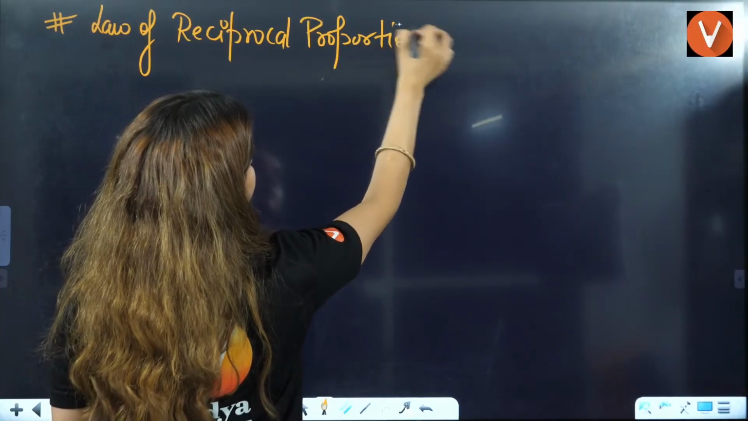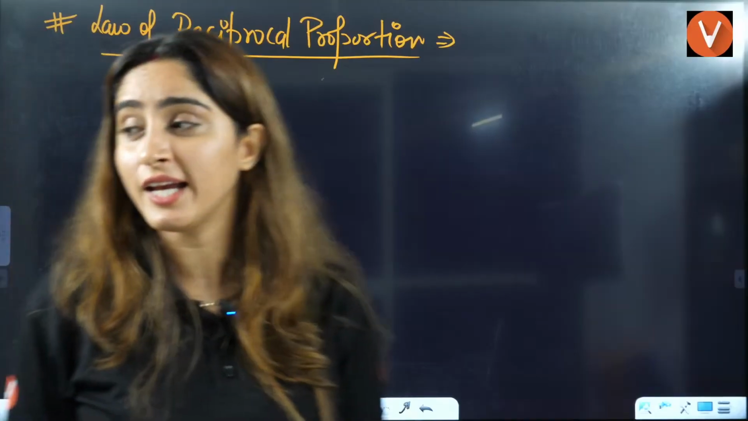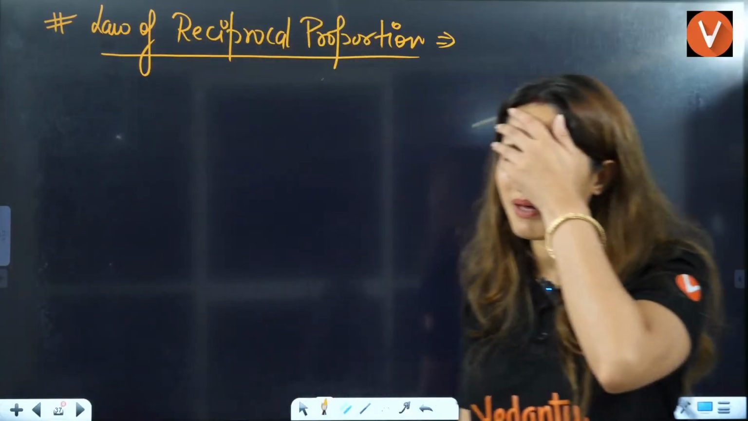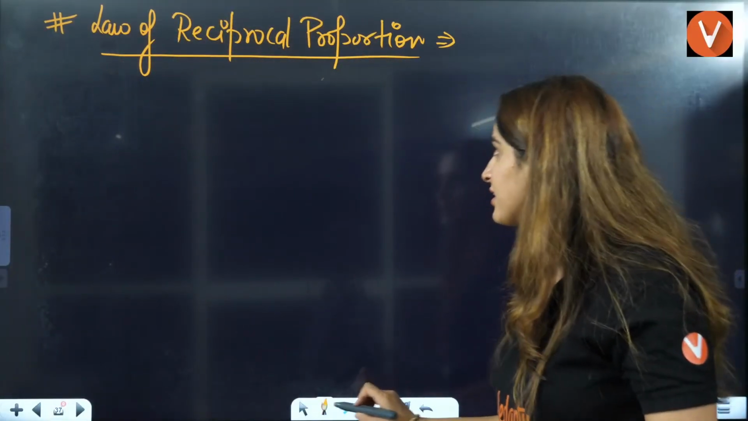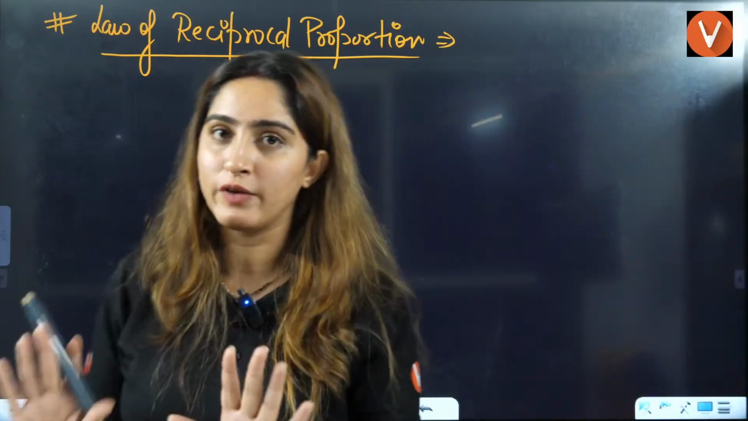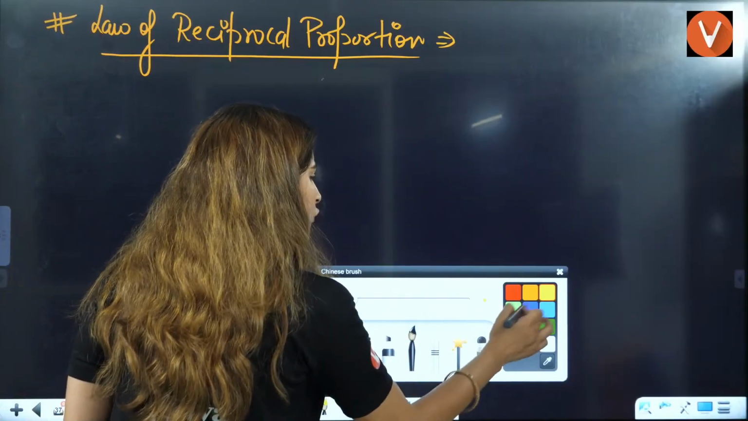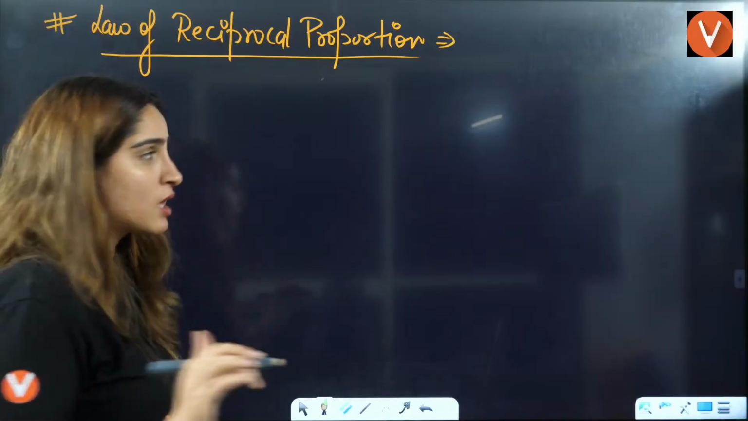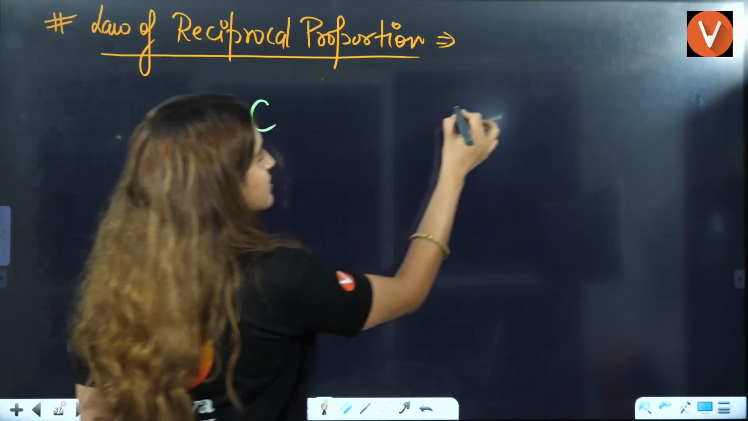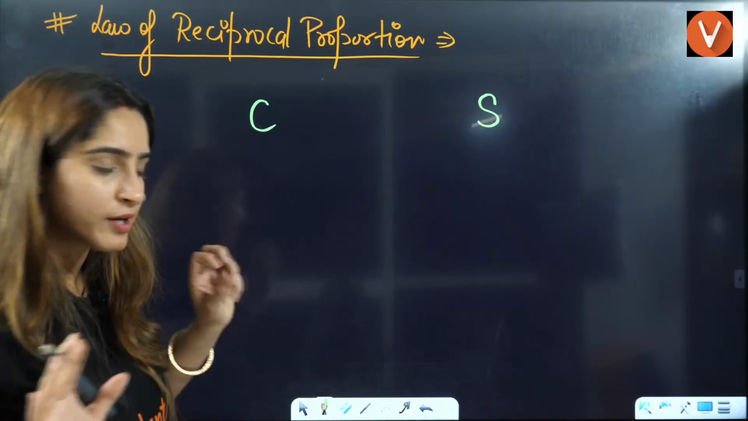Now, if you just directly see the statement, you will get confused, right? You'll be like, ma'am, what is this law? I'm not able to understand this. So I'll give you one example, and from that example, we will understand. The example is that we have two elements. One is carbon, other is sulfur.